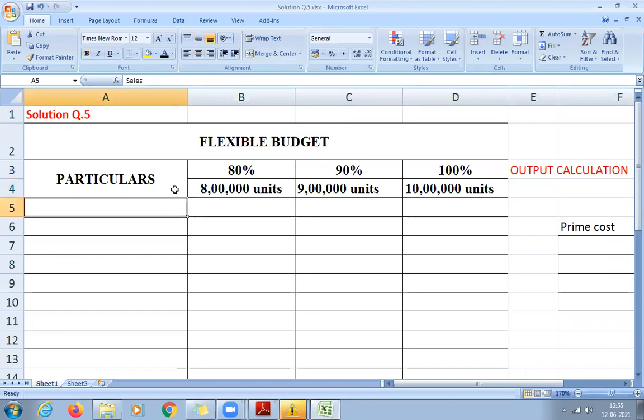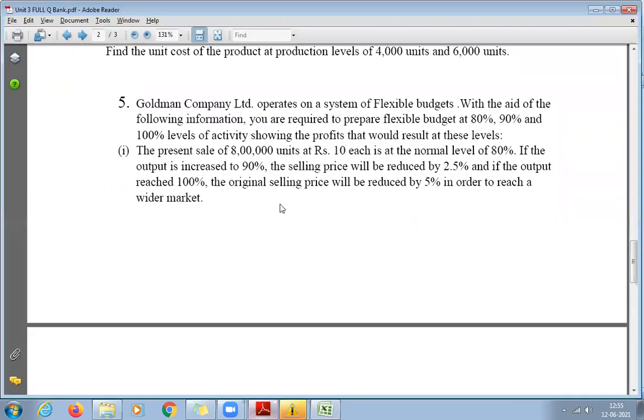Okay. First, we have to calculate what now? Profit. So how to calculate profit? Sales minus, first we will minus variable cost, then we will minus semi-variable cost, then we will minus fixed cost, and then we will get the profit. You already know it's just a simple format. So first we will calculate sales. How much is the selling price he has given us for 80%? Rupees 10 is for the 80% level.